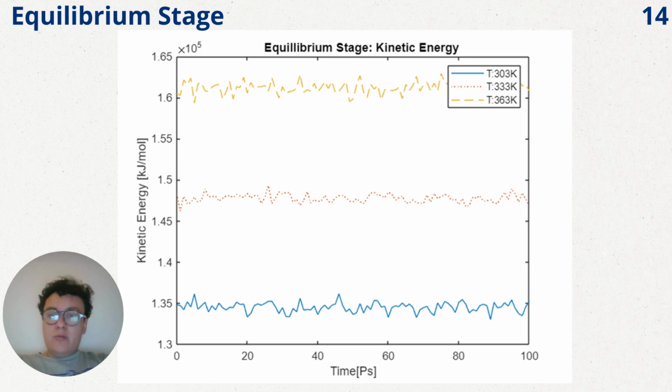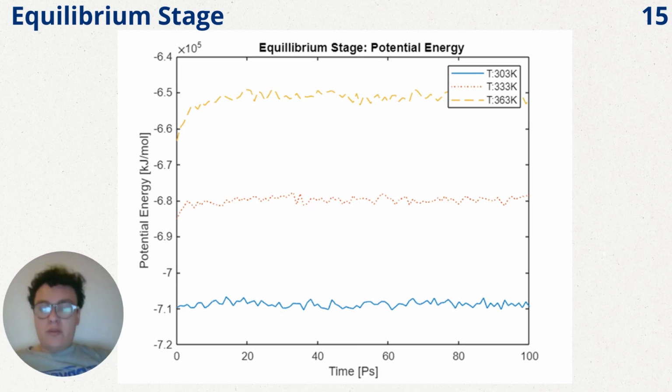In the equilibrium stage, the kinetic energy starts to oscillate for every temperature. But as we can see, there's a higher kinetic energy the higher the temperature is. Between the oscillations there are certain peaks, but there's no tendency between the graphs.